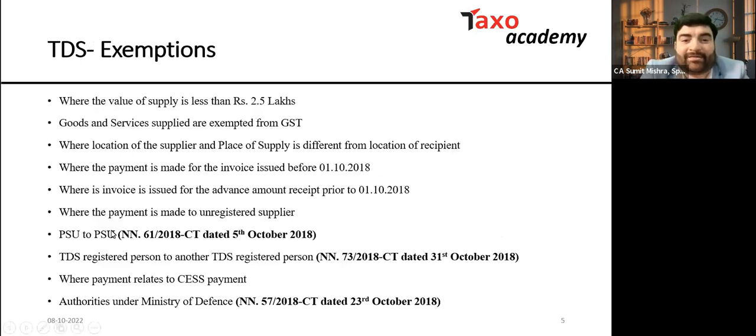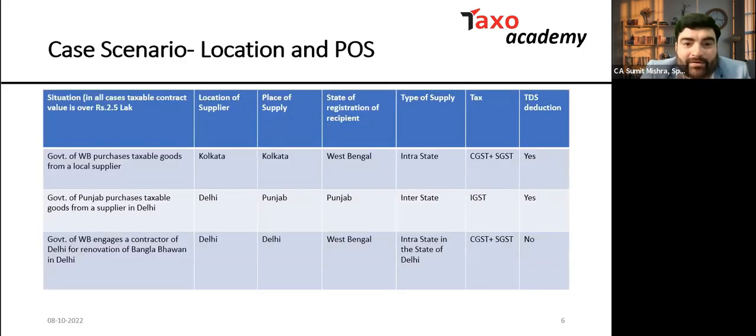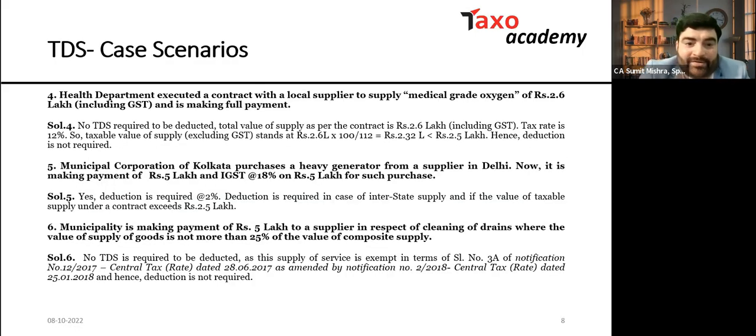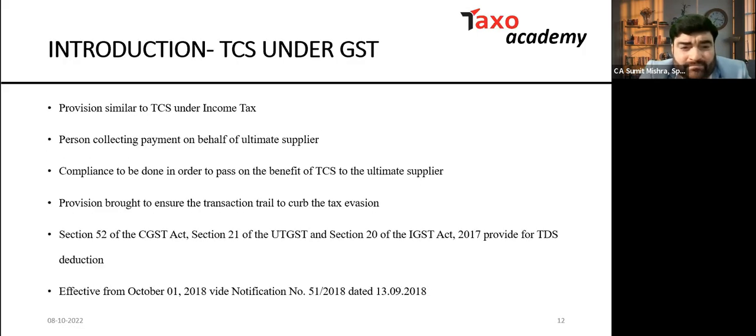As I said, there are three things you have to take care of. Railway is a government entity, and if the value of taxable supply is there, it is subject to TDS. If the value is less than 2.5 lakh, there will be no TDS. So you can talk to them and challenge this particular policy they have adopted. So, coming to TCS, again, something that I can relate to the TDS provisions.